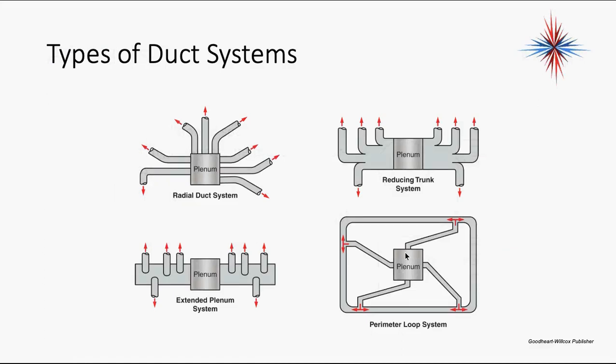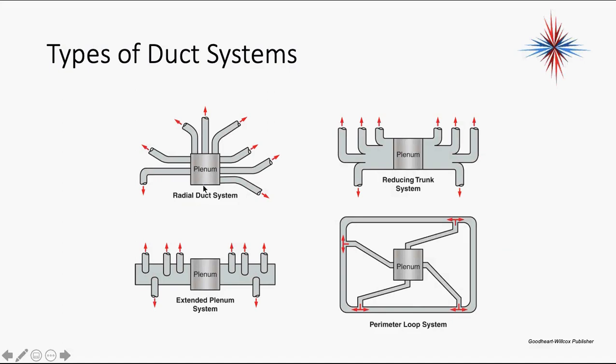There's a couple types of duct systems. If you grab the handout once I upload it, this is probably one you want to have handy, because these ducts all operate in different ways. They have different efficiencies. Okay, we have a radial duct system.